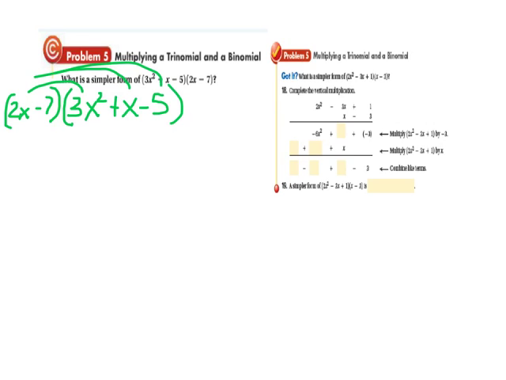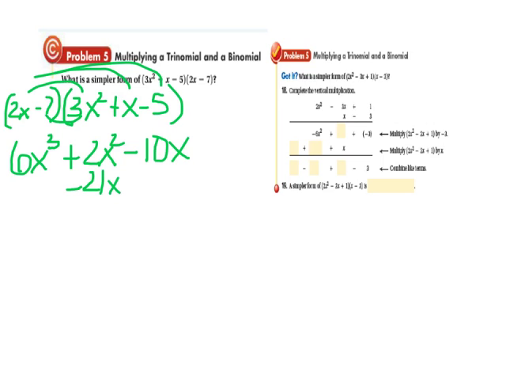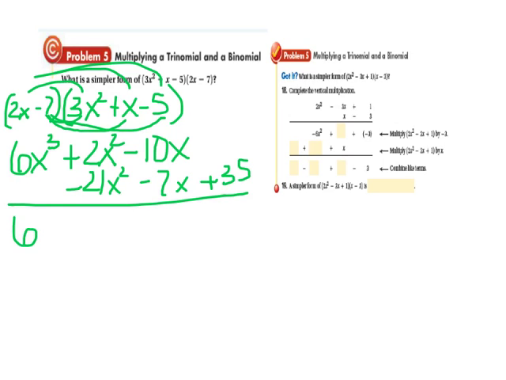So 2x times 3x squared is 6x to the third. 2x times x is 2x squared. And then 2x times negative 5 is negative 10x. Then I'm going to distribute here. So that's negative 21x squared. I'm going to distribute here, negative 7x. Distribute here, and I get positive 35. Add them all up, and I get 6x cubed minus 19x squared minus 17x plus 35.